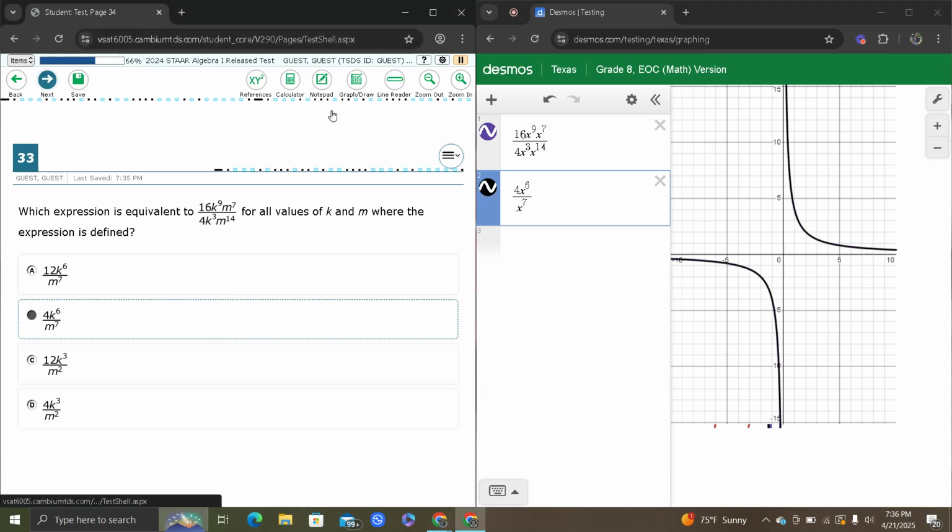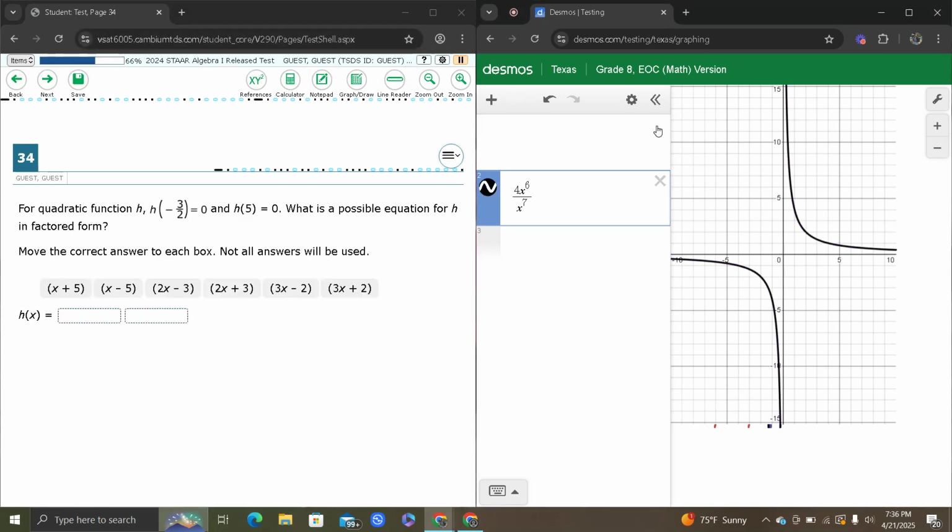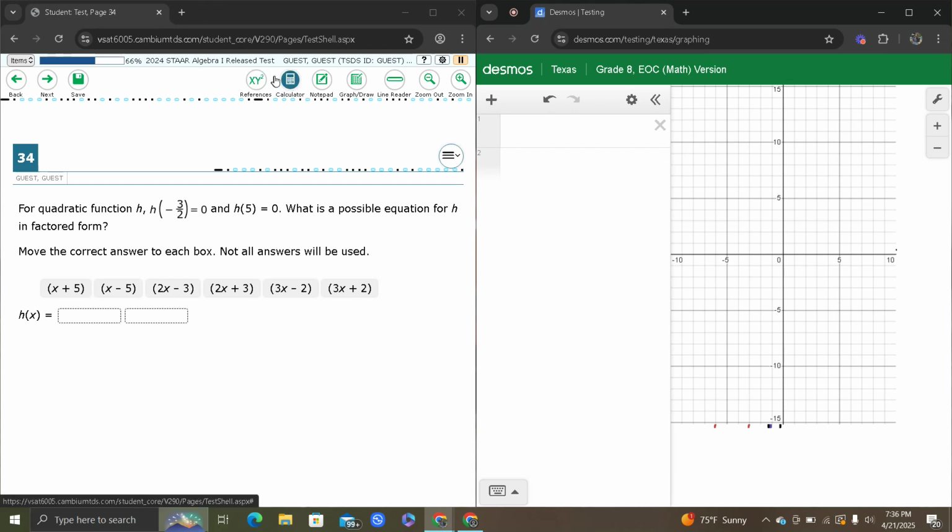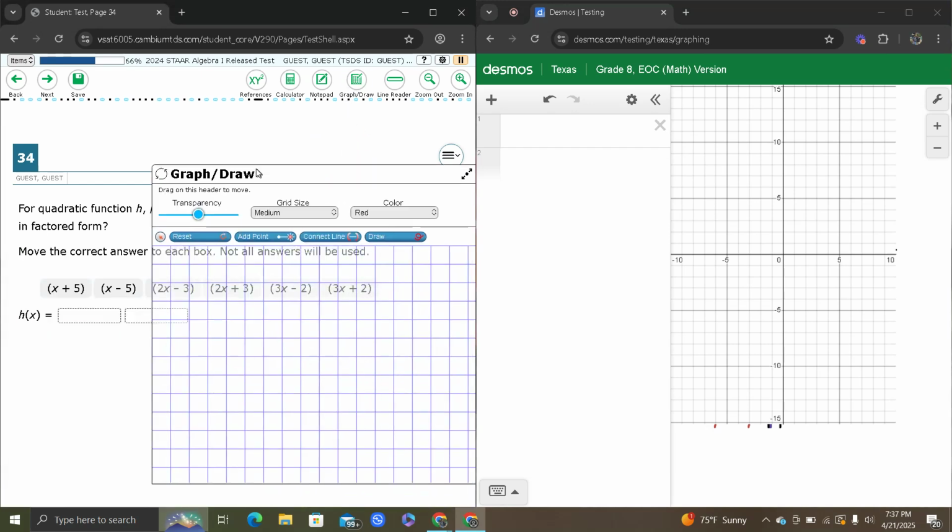Okay, that's nice. A couple more questions left. So a quadratic function has zeros at -3/2, 0, and 5, 0. What is the possible equation for h in factored form? So this one's easy, okay? You just need to see which factors give you a quadratic formula that has the x's of these two numbers. So if that doesn't make sense, these have to be your x's.